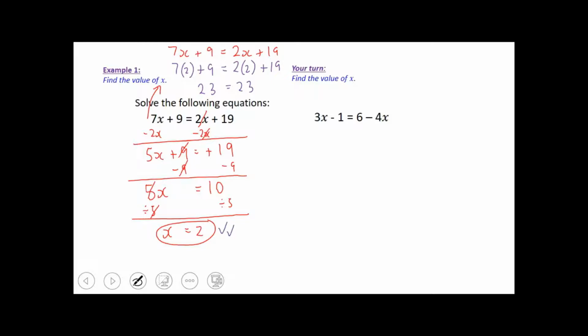Now, what I want you to do is attempt this question up here. It says 3x minus 1 equals 6 minus 4x. I want you to attempt this question and press pause, and then we'll go through the answer. So can you please press pause now?